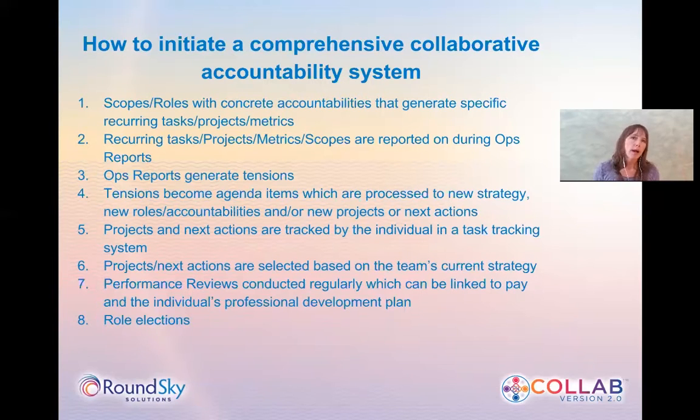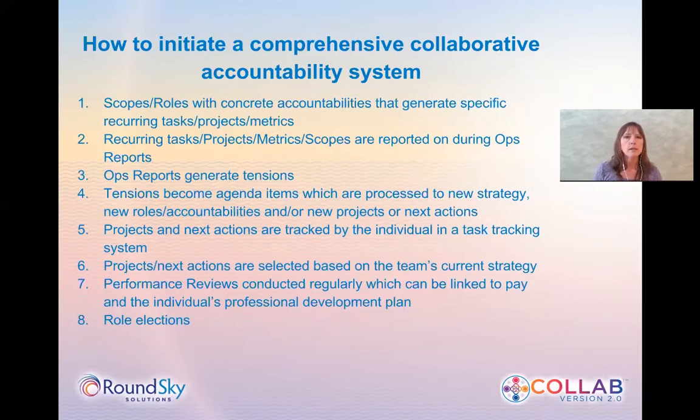Beginning with the practice of creating clear roles with concrete accountabilities that shape specific recurring tasks along with projects and metrics. This really means that once you have your roles and accountabilities clear, your projects, the work that you do, aligns within those roles. Those roles really give you the passport, the authority, the autonomy to go out and get that work done. And that work is put into these buckets of recurring tasks, projects, and metrics.